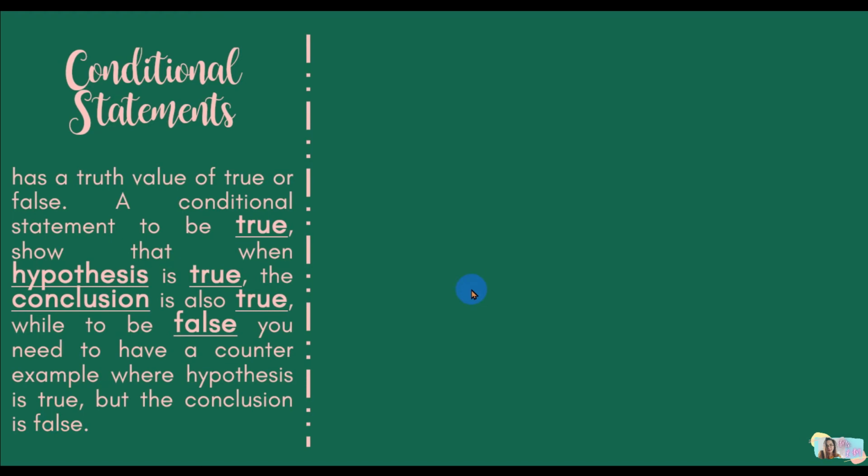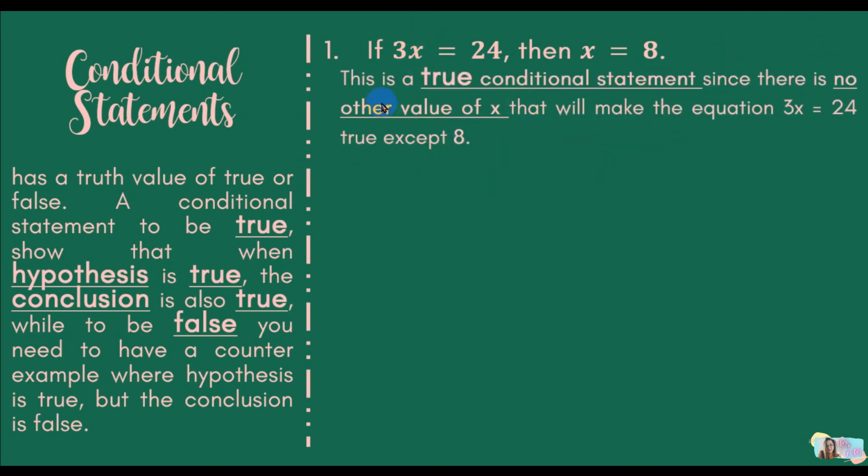So, let's have some examples. Number 1, if 3x is equals to 24, then x is equals to 8. So, again, ang ating hypothesis is 3x is equals to 24. Ang ating conclusion is x is equals to 8. So, kung titingnan natin maigi, if x daw ay equals to 8, wala naman po talagang ibang value yung x dito para maging equal siya sa 24. Tama po ba? There is no other value. So, ibig sabihin, for number 1, this conditional statement is true. Kasi po, there is no other value for x na makakapagpa-equal ng 24 kapag multiply kay 3. Only 8. Okay?